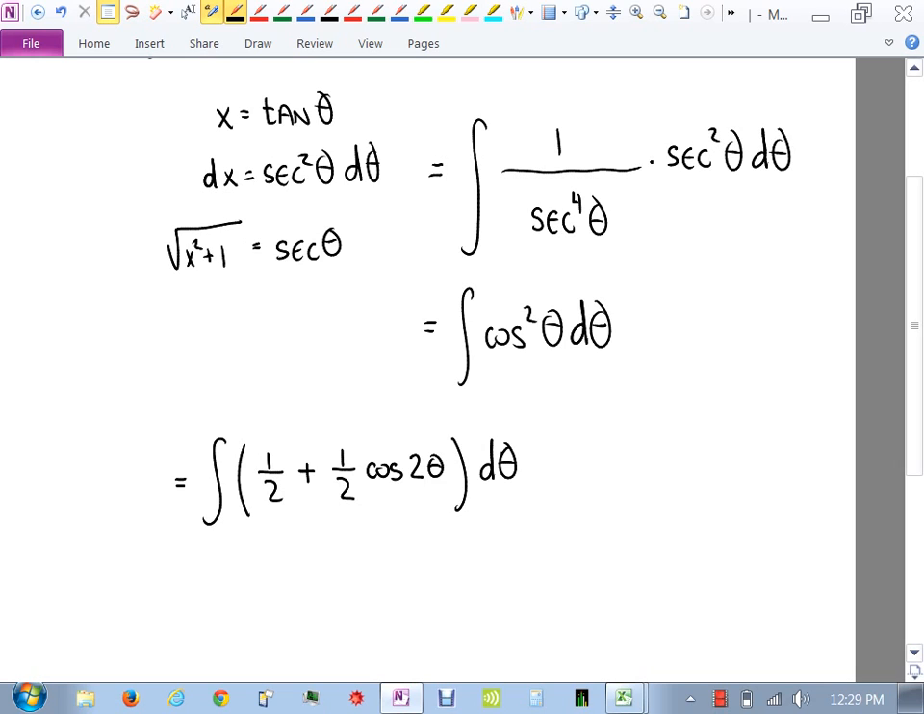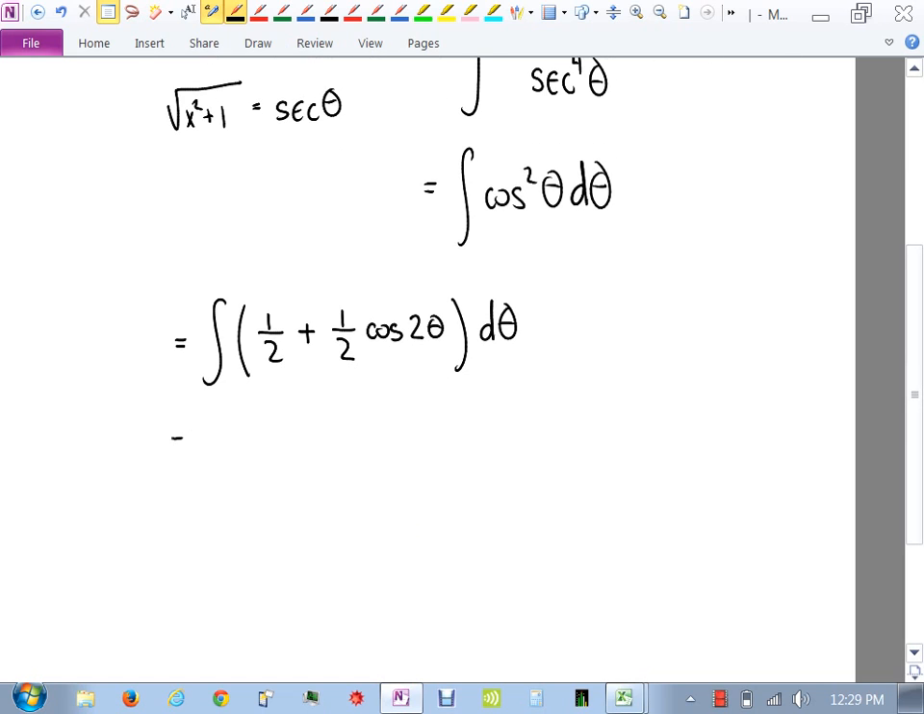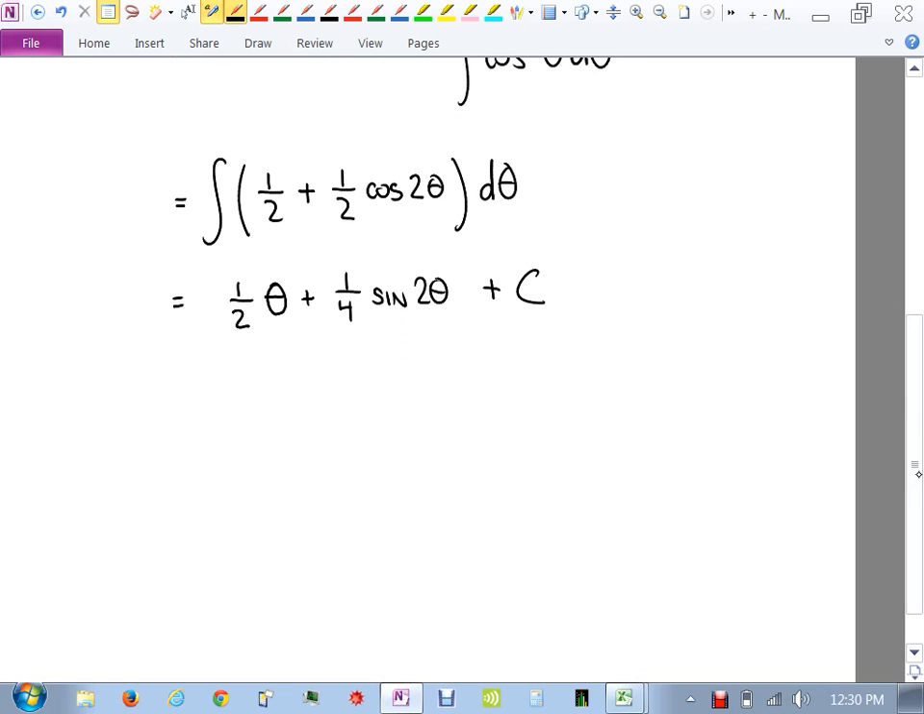Question? Sure. The u rule, the 1/2 theta, would we do like we did on that one tangent problem? Yes. Yep, that's why I want to do this. Okay, when I integrate 1/2, I get 1/2 theta. When I integrate 1/2 cosine 2 theta, I get what? 1/4 sine 2 theta? Plus a constant.